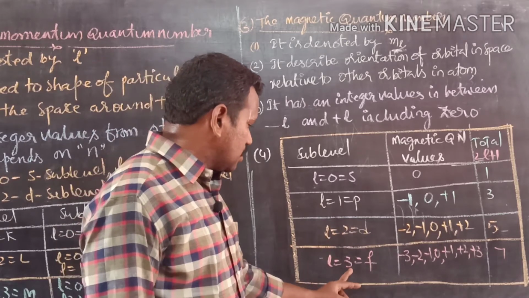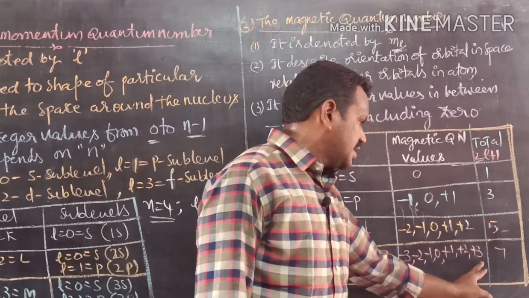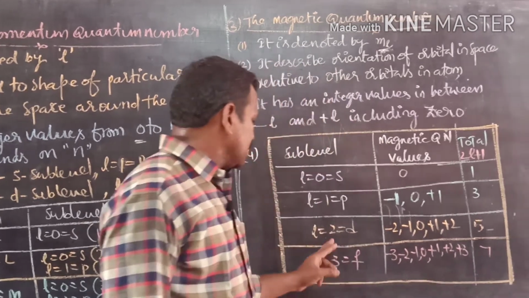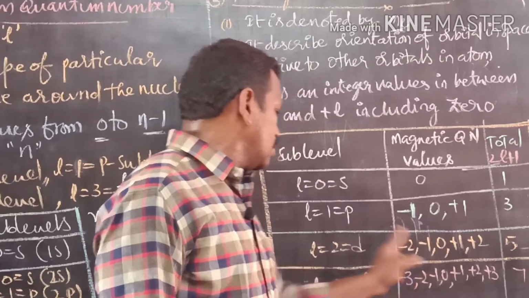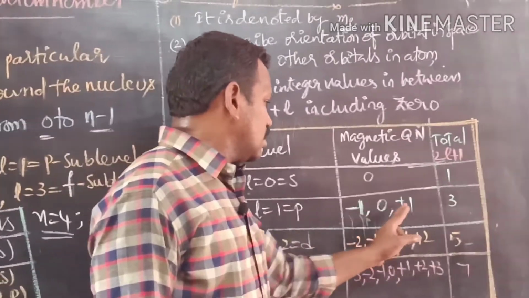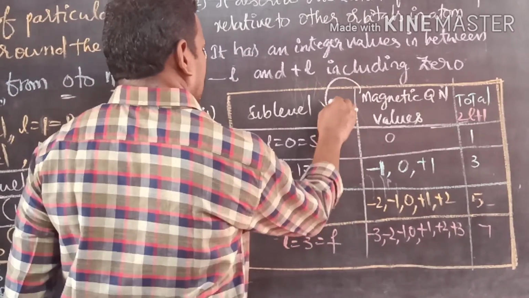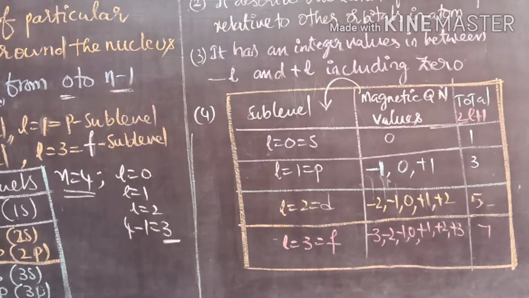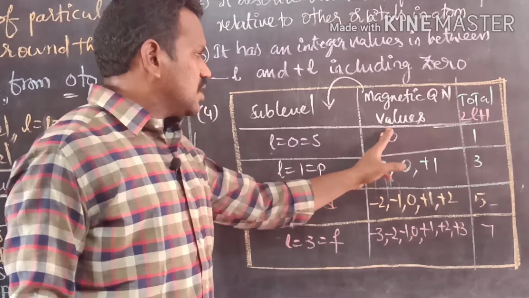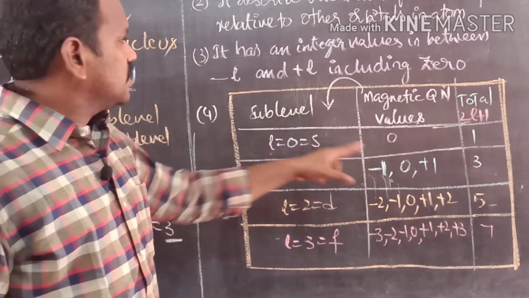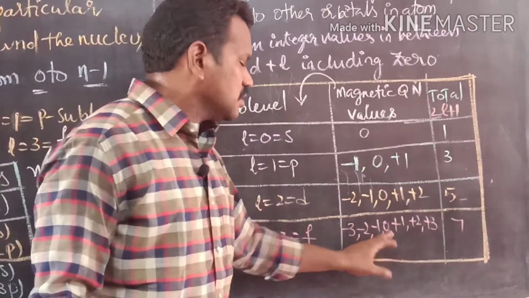If L equals 3, the magnetic quantum number starts from minus 3 and goes to plus 3, including 0. Here L equals 2, that is minus 2 to plus 2 including 0. L equals 1, minus 1 to plus 1 including 0. This means the magnetic quantum number values depend on the sublevels. They always start from minus L and go to plus L, including 0.